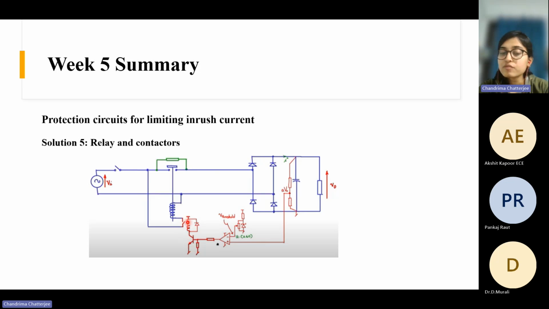So whenever current flows through this coil, the switch will be closed and it will in turn energize this coil, and the circuit will be closed by this contactor. And whenever this BJT is open, there will be no current through this coil. This switch will be open, and this circuit will also be open because now it will not attract this contactor. Okay.